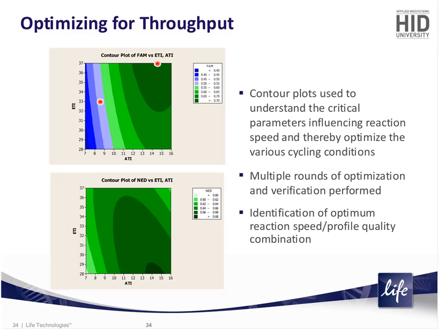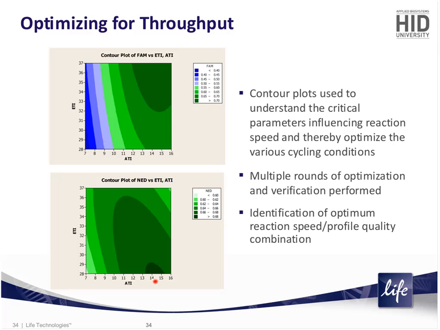And what we're looking at is a combination of the effect of extension time and annealing time on the balance within a color within that profile. So basically, the greener the plot, the better the balance within the profile. So essentially where we need to be is in the dark green areas. But what you can see is the dark green area for the FAM dye is in a very different part of the plot to the dark green area for the NED dye.